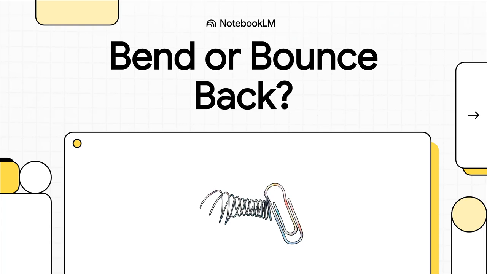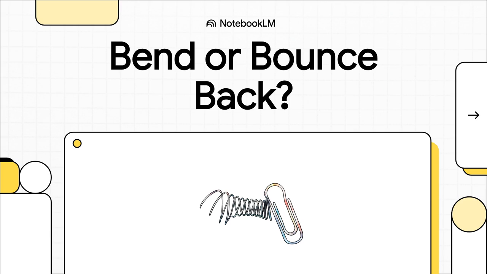Have you ever stopped to think about something as simple as a paperclip or a rubber band? I mean, you stretch a rubber band and it snaps right back. You bend a paperclip and it just stays bent. It seems obvious, but why? What's going on deep inside that material?